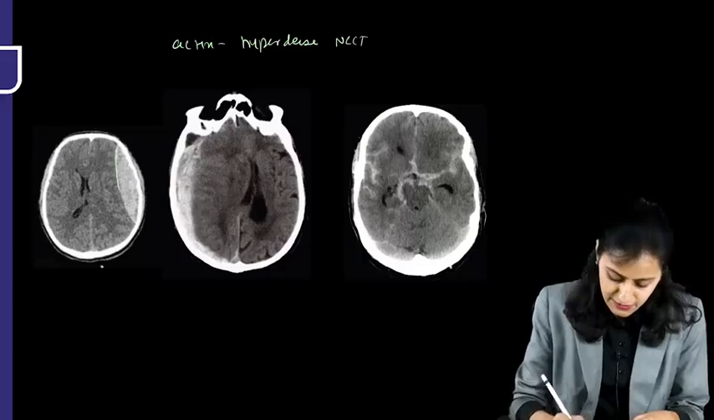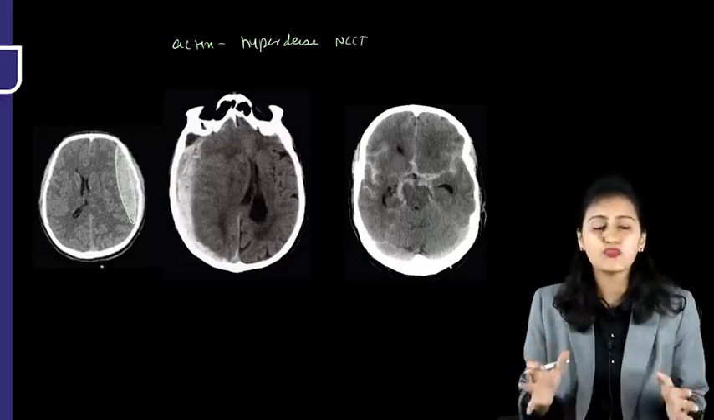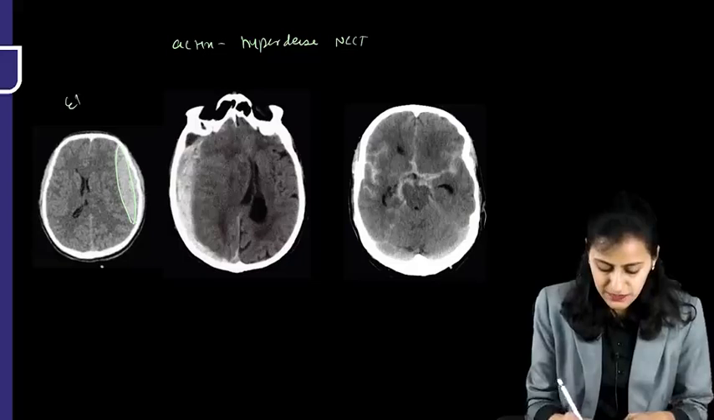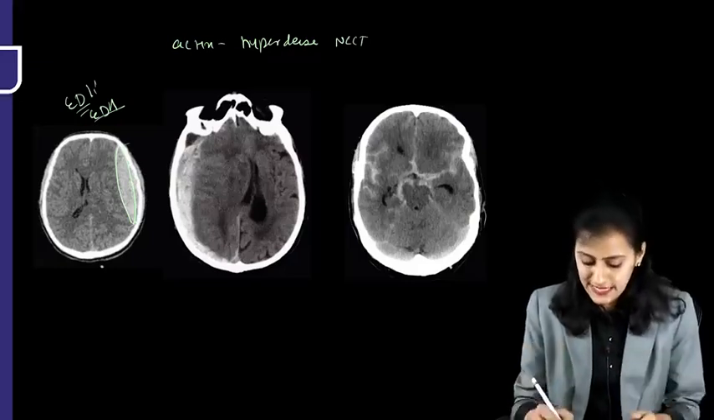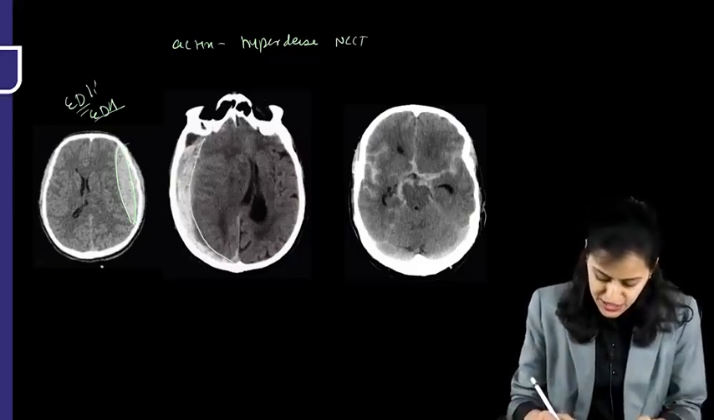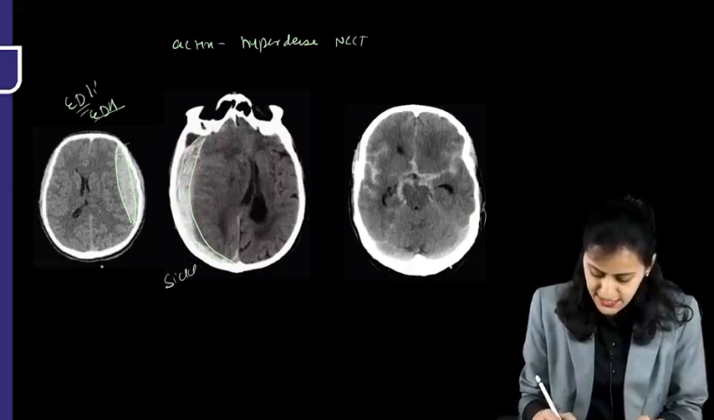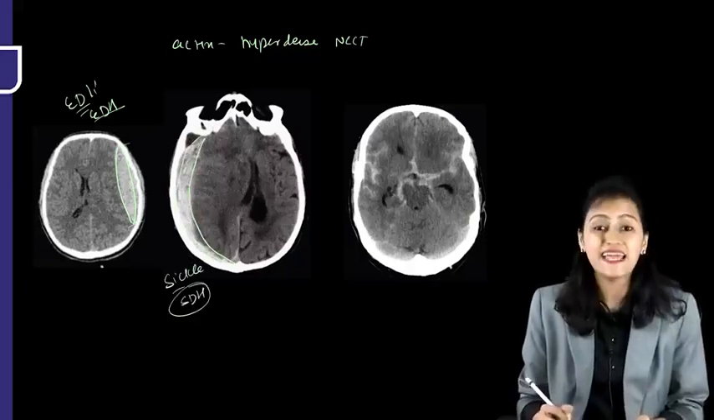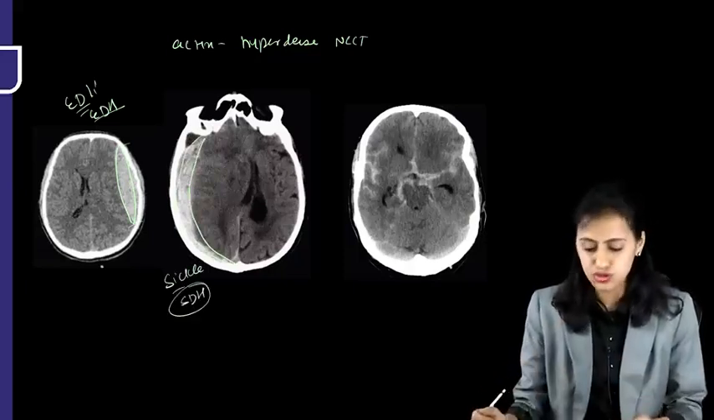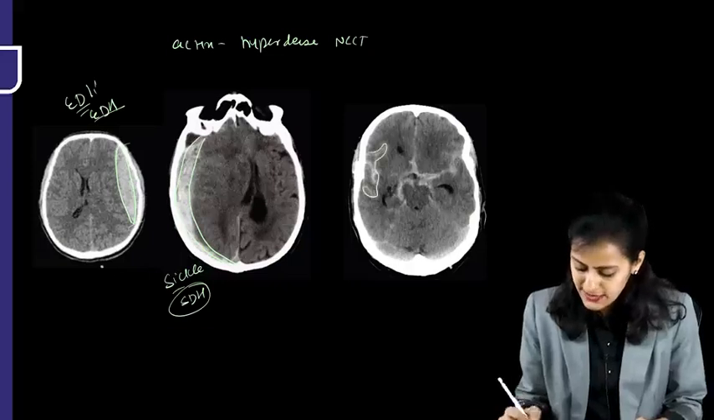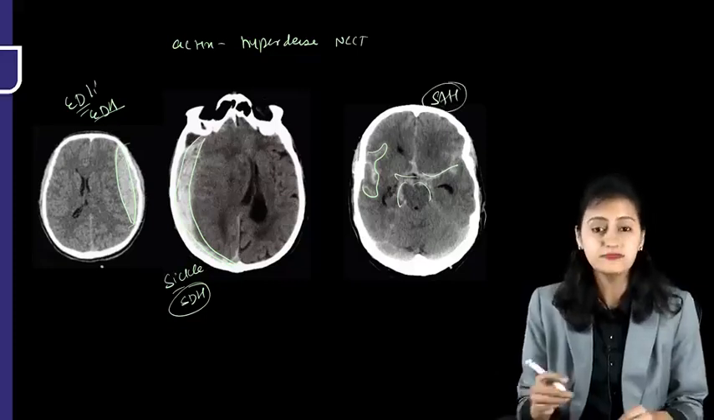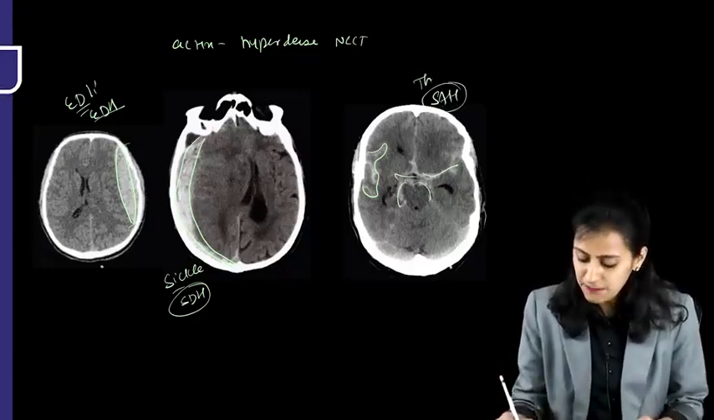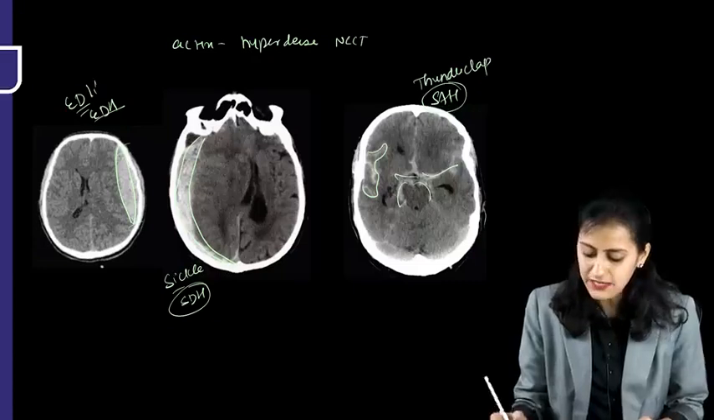The first one, which has this biconvex shape, lens shape, is EDH. It does not cross the sutures. Second, which has this crescent shape or sickle shape, S for S, is the SDH. It crosses the sutures. Third one, in the sulcal spaces, in the cisterns, subarachnoid space, this is subarachnoid hemorrhage. The patient presents with thunderclap headache.